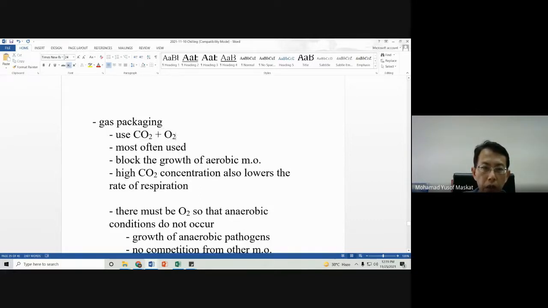Use of CO2 plus O2 is most often used. It blocks the growth, not really blocks. It reduces the growth of aerobic microorganisms. Some still can grow because you still have O2, but it reduces the growth of aerobic microorganisms. High CO2 concentration lowers the rate of respiration.